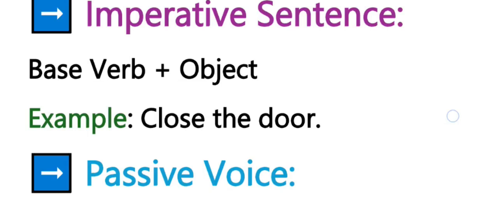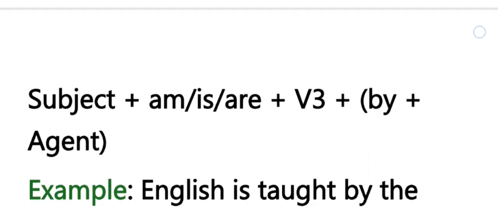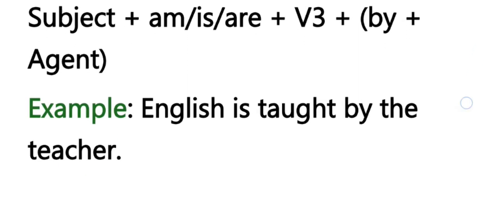Imperative sentences are written this way, base verb followed by object. For example, close the door. So close is the base verb, which is the first form, and the door is the object. Now let's talk about the passive voice, how sentences are framed in this. Subject is written at the first place, then comes am, is or are, then the third form of the verb, which is the past participle, and then we write by and then the agent. For example, English is taught by the teacher.